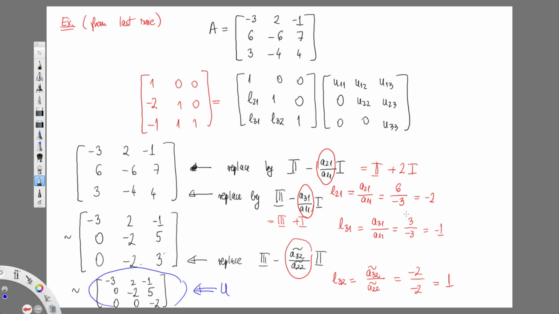So the ultimate product of this procedure is U. It's upper triangular. If I replace 3 minus 2, this is my third row minus second row. 3 minus 5 is minus 2. And minus 2 minus minus 2 is 0. So this is a 0. So this means third row minus second row.